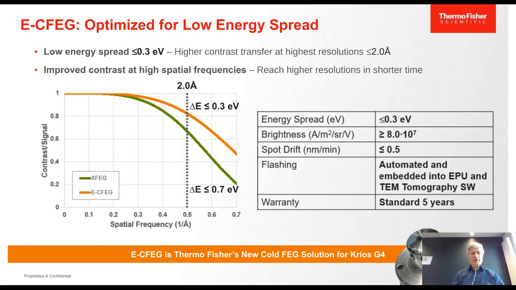The advantage, obviously, of having this better energy spread behavior is what you can see if you look at the contrast transfer function, and you see that especially at the high spatial frequency range, there is a much stronger contrast signal with the lower energy spread. And that, of course, translates into higher resolution capabilities, and Abhay and Stephen will talk about that in their presentation parts. Also, because of the better contrast behavior, you can reach higher resolutions in a shorter possible time. With respect to the other specifications, like the brightness, they are similar to the X-FAC specifications. So we have a very high brightness, but simultaneously a very low energy spread performance. Spot size is also the same specification as for the X-FAC.